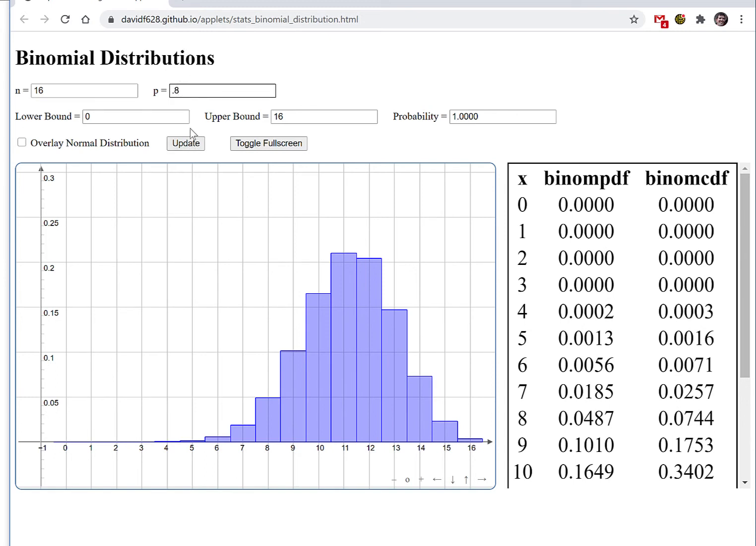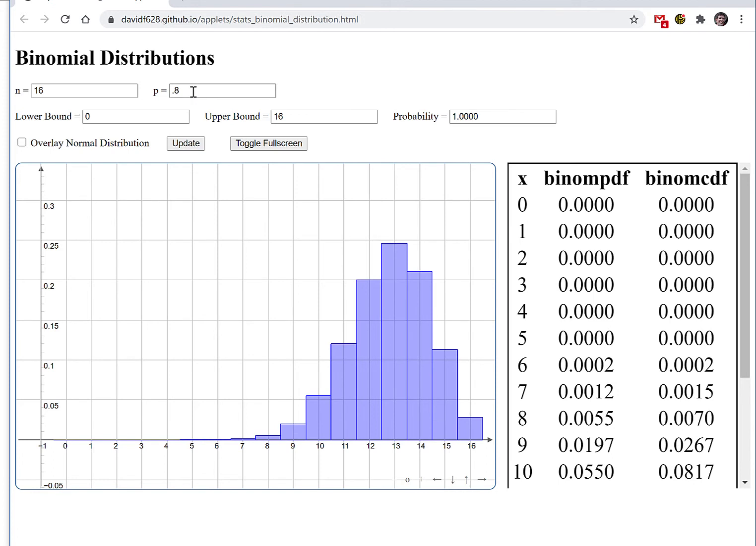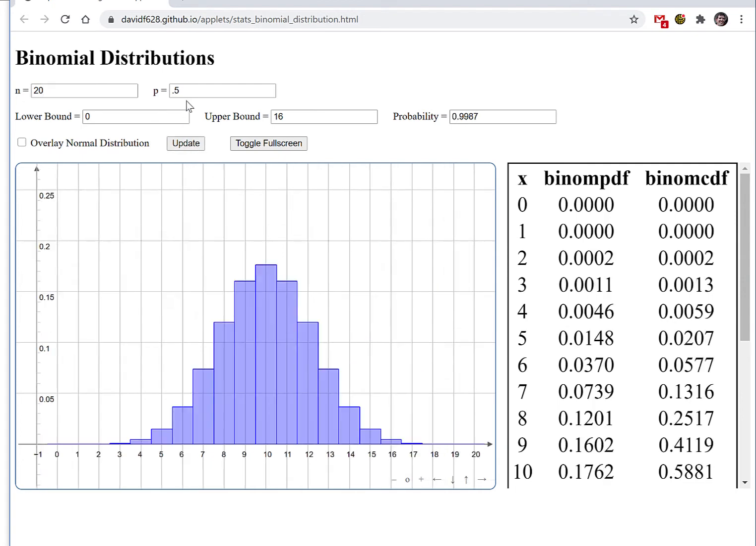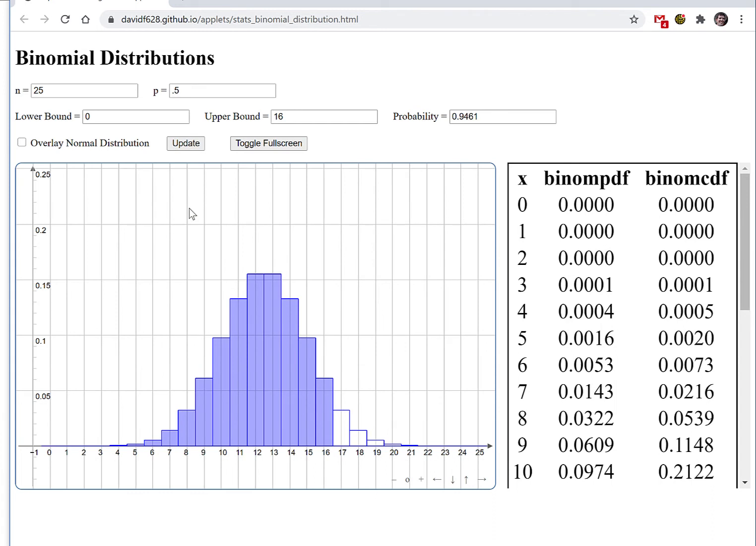And it actually doesn't make any difference how many trials you have. This would always be the case. So if I increase the number of trials to 20, if p is 0.5, you're always going to have a distribution that is centered.